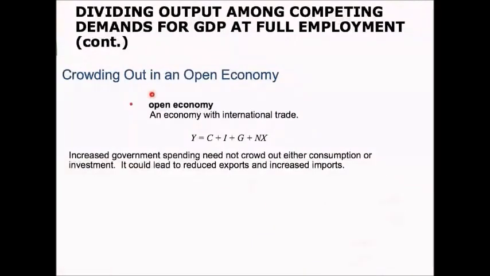This is also true in an open economy. An open economy is one economy with international trade, and now we have GDP is C plus I plus G plus NX, or consumption, investment, government expenditures, and net exports. If we have an increase in government expenditures, we could see a decrease in consumption or investment or net exports. And so an increase in government expenditures doesn't have to crowd out consumption and investment. It might crowd out net exports instead.